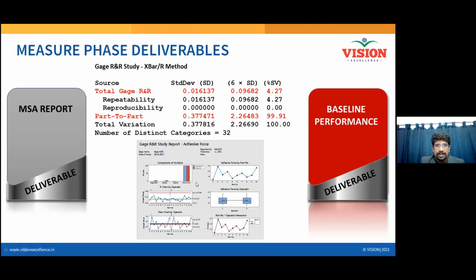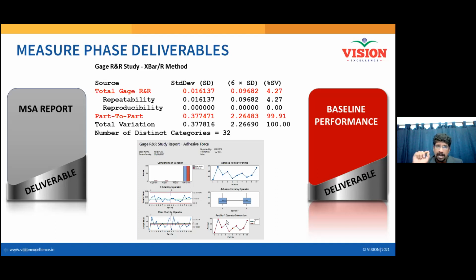Then you can plot the data in charts like this. You can use an R chart, or a histogram, or an X bar chart, or a scatter plot, or a box plot, or another X bar chart for the operators. All these charts will help you to identify where the error lies in the measurement system, whether it is with the operator, or with the equipment, or with the machineries. It will help you to find out those things.